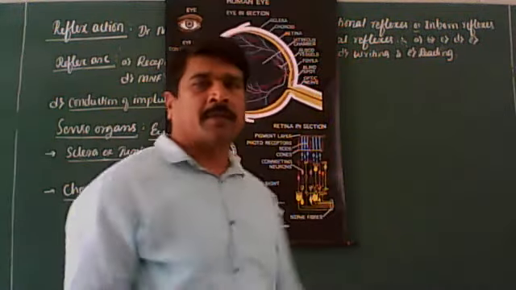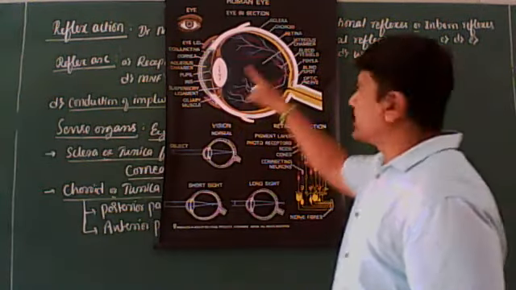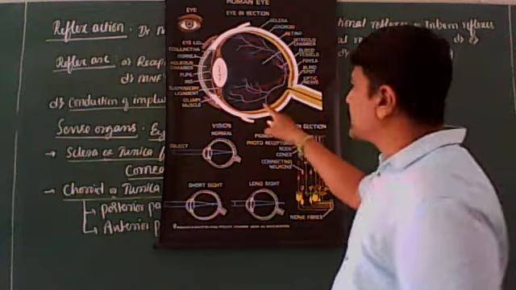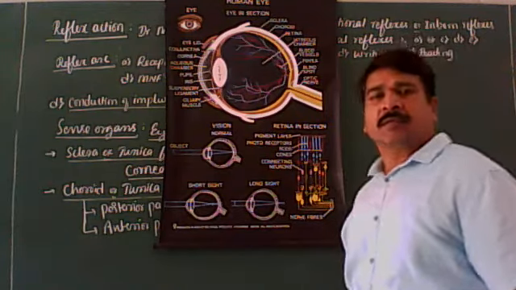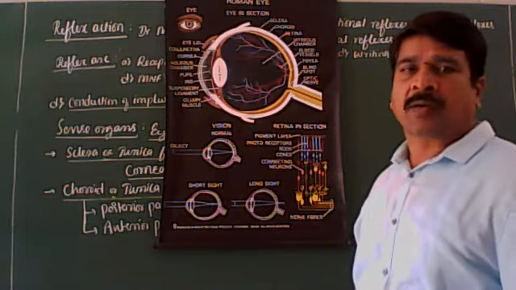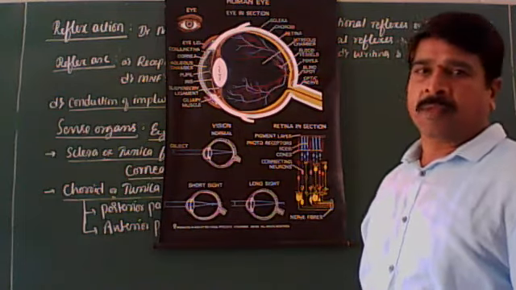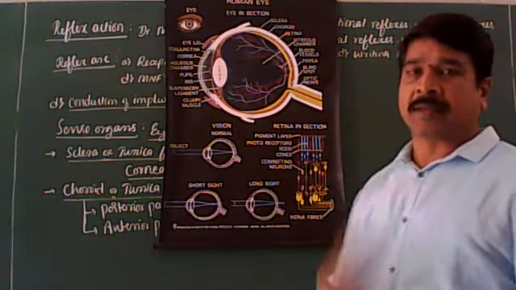Yes, dear students, this is the structure of the eye. As I said, these are the organs of vision located in the sockets of the skull called orbits. Each eye is surrounded by three layers.